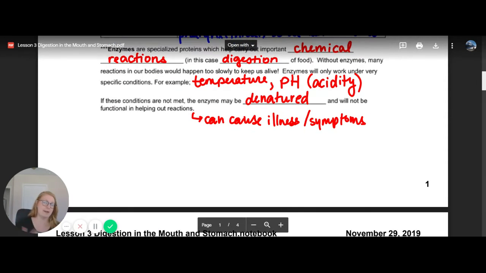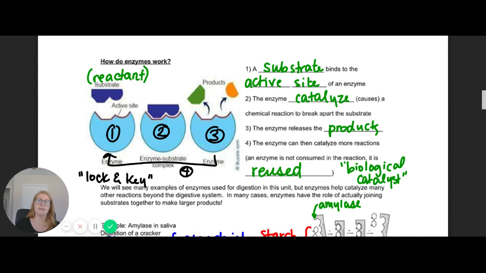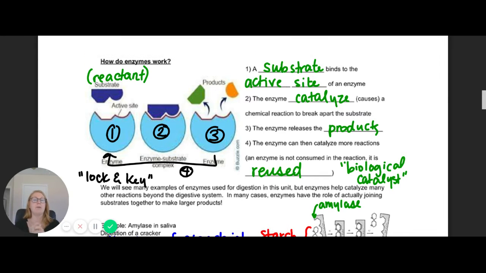If an enzyme is not functional or it's not there for whatever reason, it can cause lots and lots of problems. So I want to show a little bit how enzymes work, and this is showing what's called the lock and key model. I have shared a video as well with how enzymes work. Typically, it's not as rigid as this. We actually do see that some enzymes change their shape slightly, but they will always have a very specific reactant or substrate that they work with.